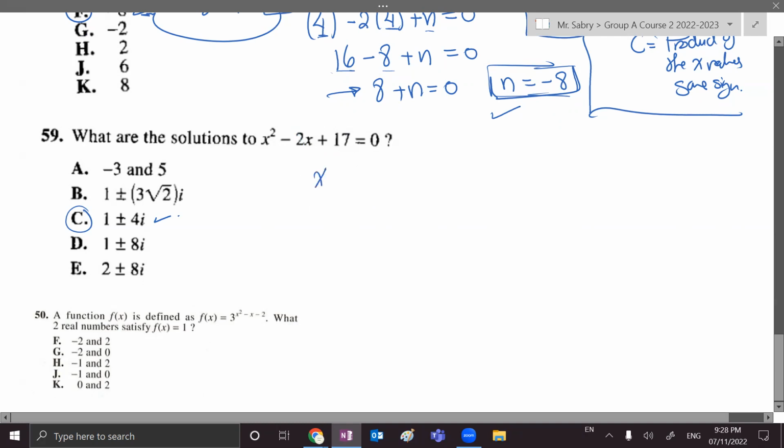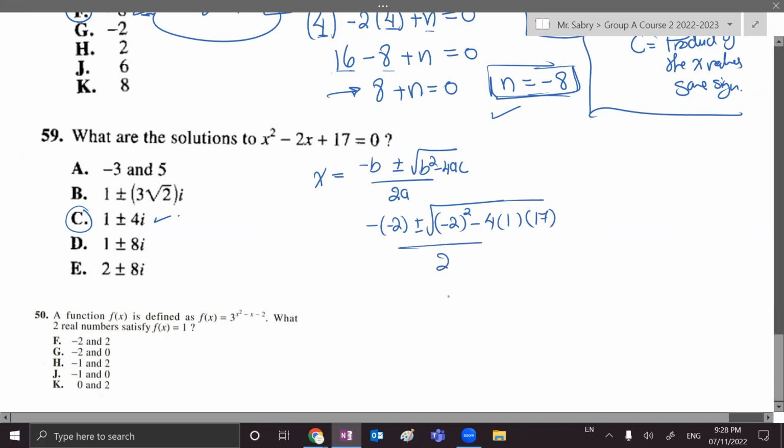So, to try out and give you an understanding of how the quadratic formula would be applied here, it's supposed to be negative b, as we said, plus or minus the square root of b squared minus 4ac, all over 2a. So it's negative negative 2 plus or minus the square root of negative 2 to the power of 2, minus 4 times a, which is 1, and c, which is 17. All of this is divided by 2.